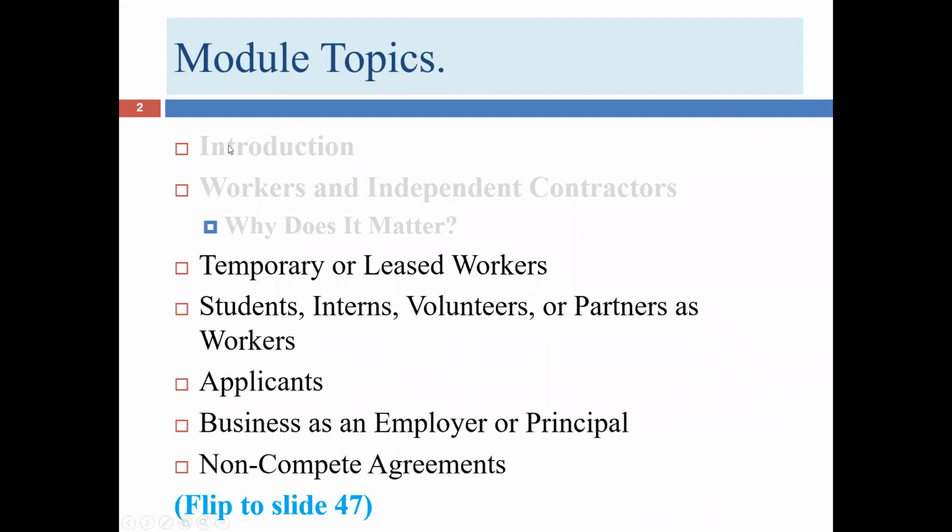We've covered in the first lecture a general introduction to employment law, and we discussed the differences between employees and independent contractors. We also talked about why this distinction matters. Another topic that's not listed here, which we did talk about, was at-will employment, a topic that we will revisit many, many times over the course of this semester. The rest of this lecture today, we're going to cover the remaining topics. And so let's get started.